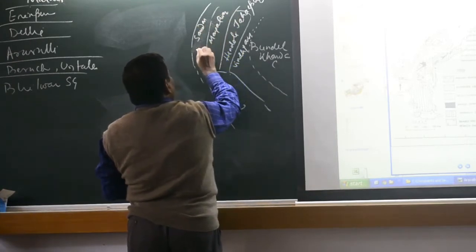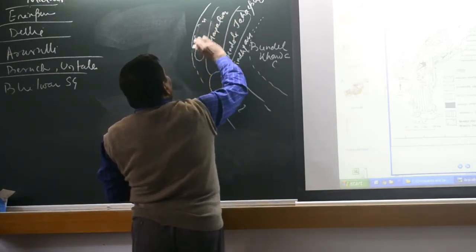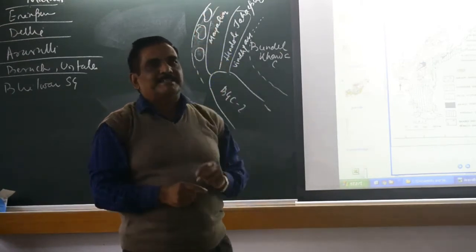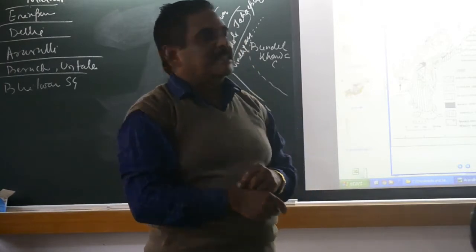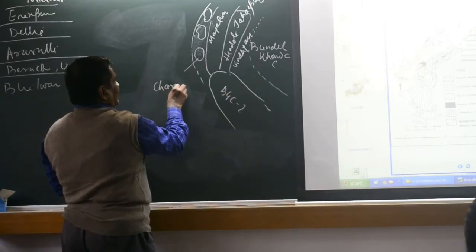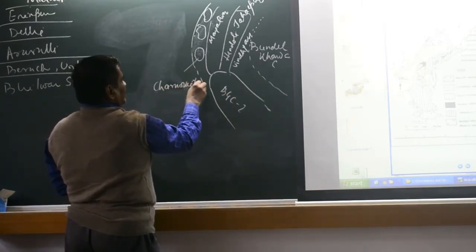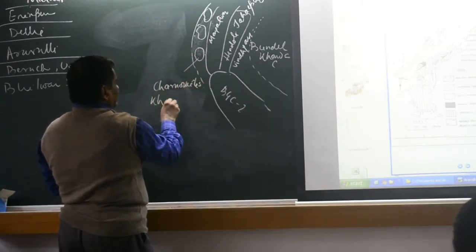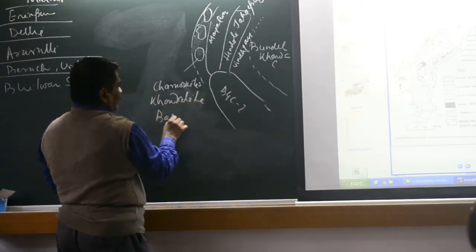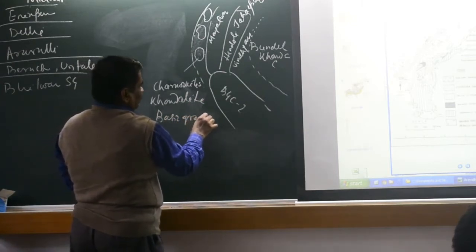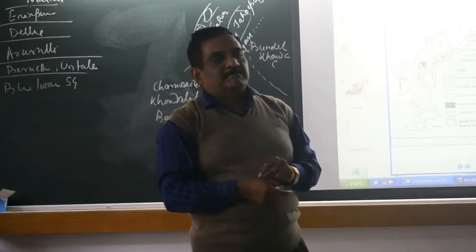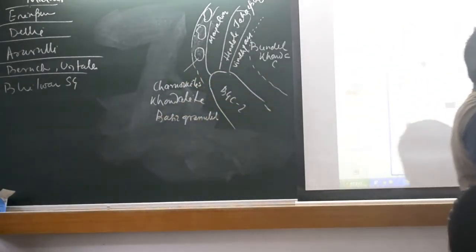Inside this Sandmata, there are many granulite pockets. Granulites are what? You have charnockites, khondalites, then acid granulite. So this is an area with very high grade rocks. Follow this part.